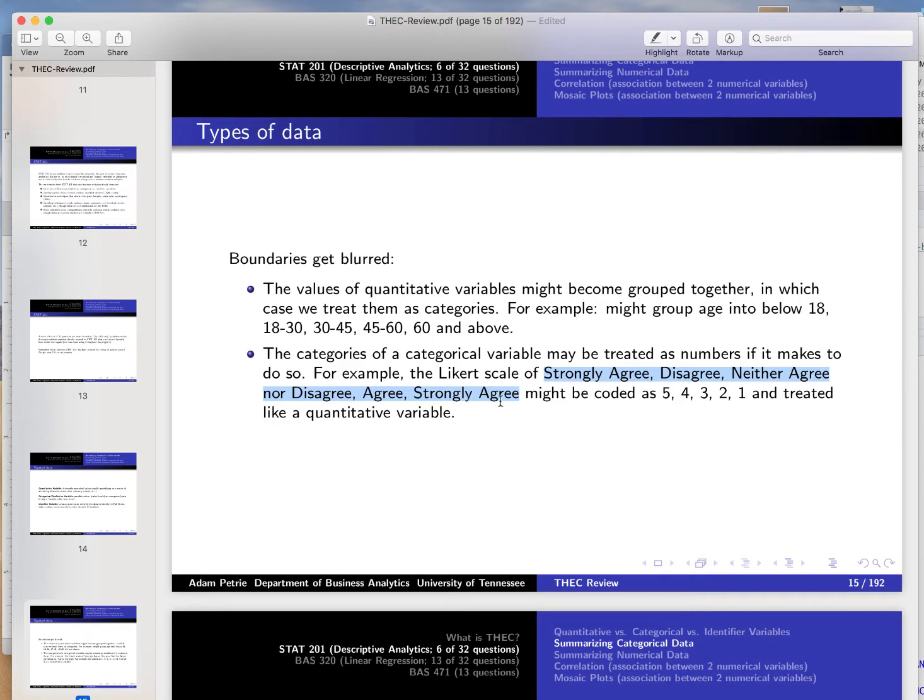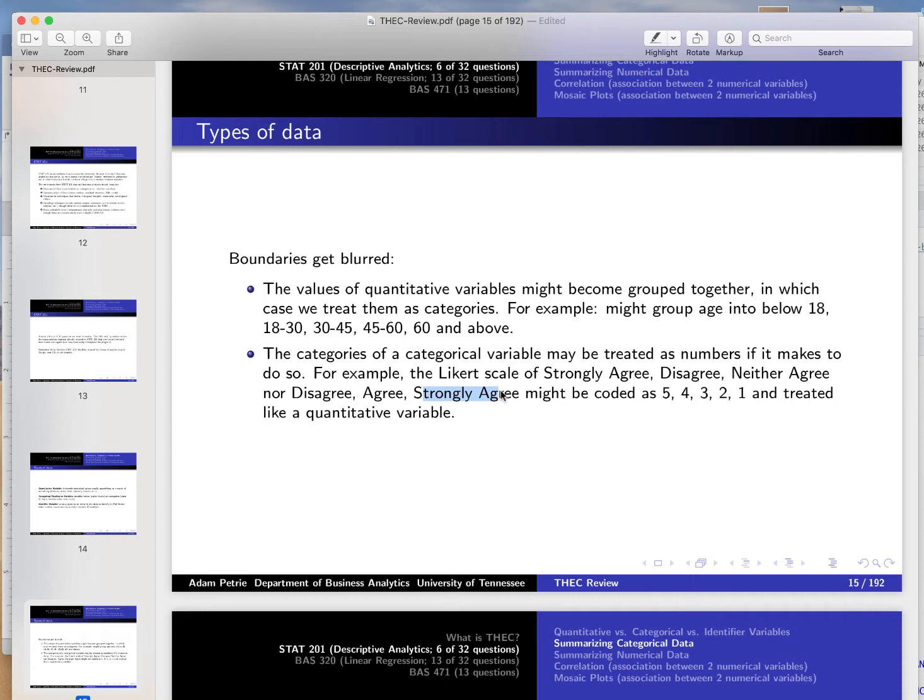And since these have some sort of inherent ordering to them, they slowly go from one extreme to the other, you could potentially get away with treating these as numerical variables like 5, 4, 3, 2, 1, or maybe 2, 1, 0, -1, -2, etc. I'm noticing a typo on my slide here. This should be strongly disagree, then a -2, a -1, a 0, a 1, and a 2 might make a valid encoding.